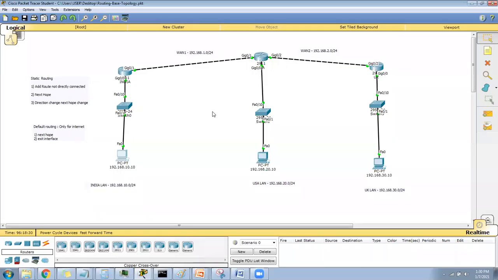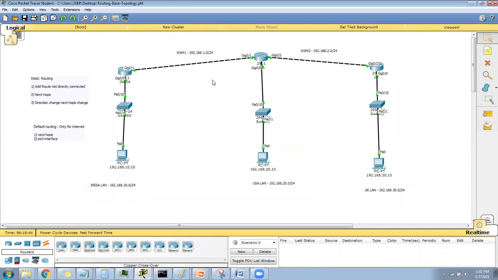Very clear. Okay, now let's use the default route. One more time I'm telling you, we don't use default routes in the LAN. But to understand, generally, let's do one thing.